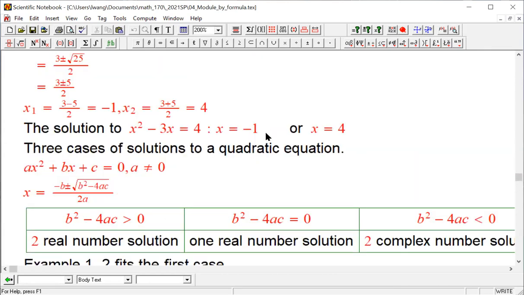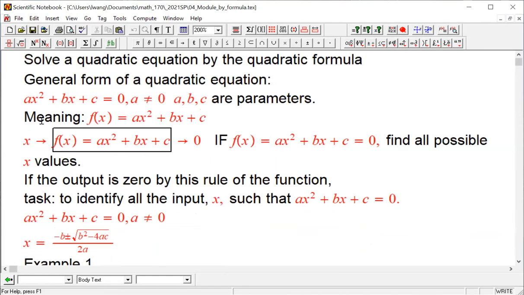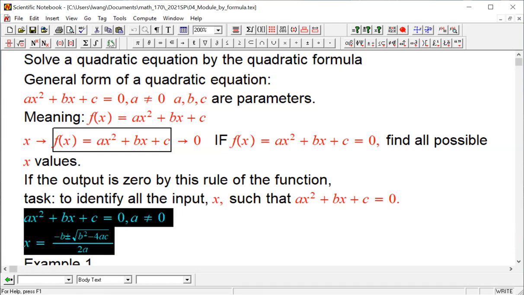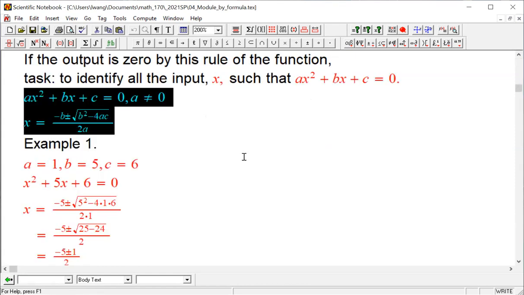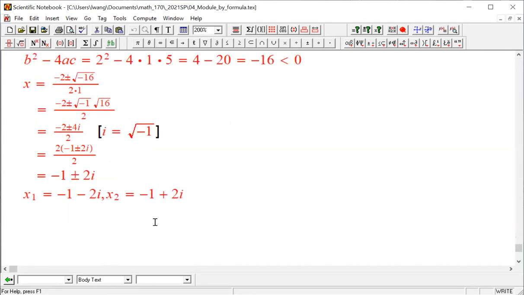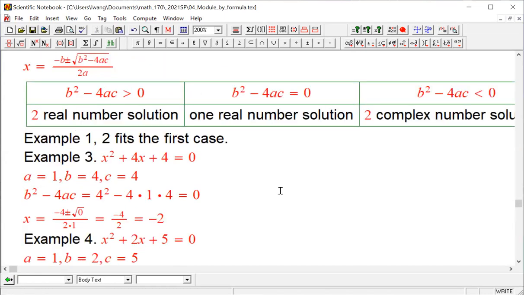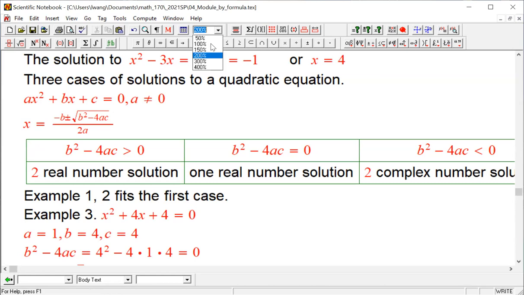Okay, so to summarize, to solve quadratic equations, the solutions would be 3 cases. So here are the 3 cases.